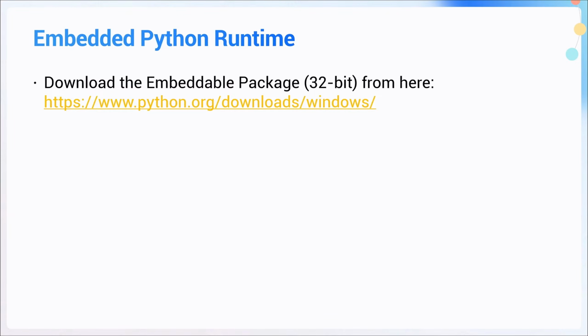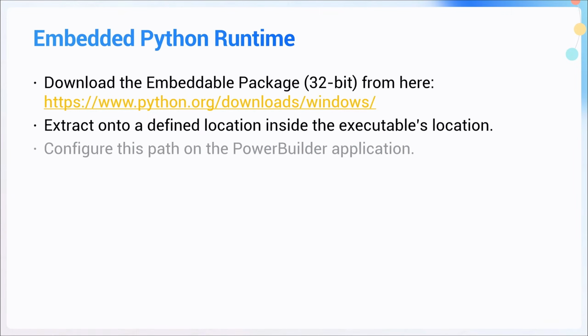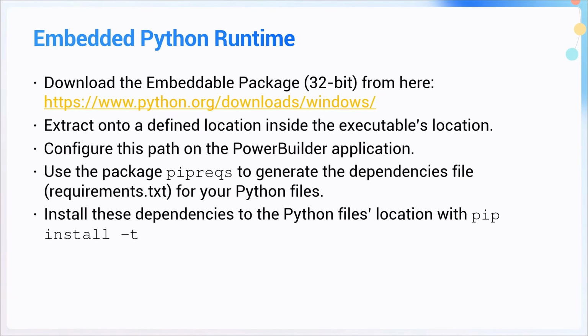Anyway, once you obtain the embeddable package for the appropriate CPU architecture, extract it onto a location inside the executable's folder. Use this relative path as the Python DLL for initializing the context in the application. Use the pipreqs package to generate the dependencies file for the Python libraries we're using. And then finally install these dependencies onto the runtime location using pip install with the switch -t.